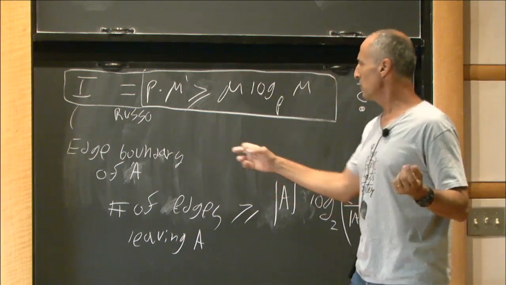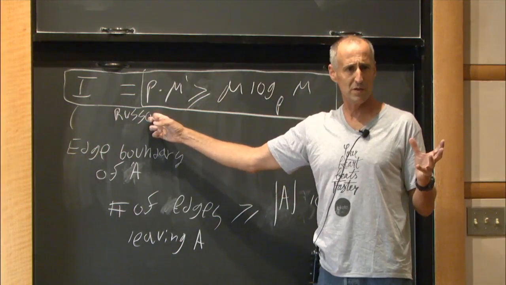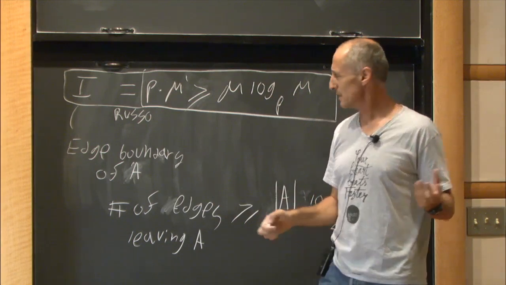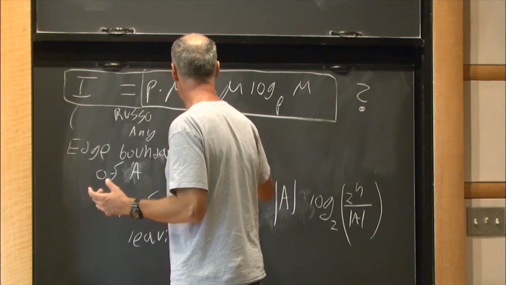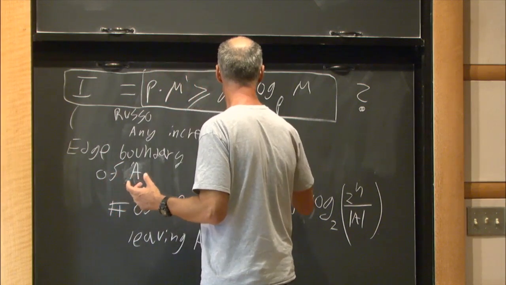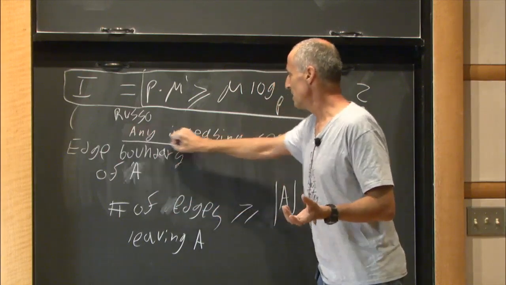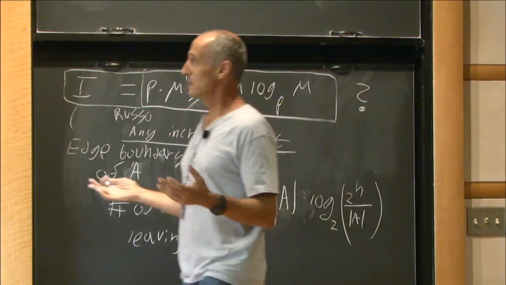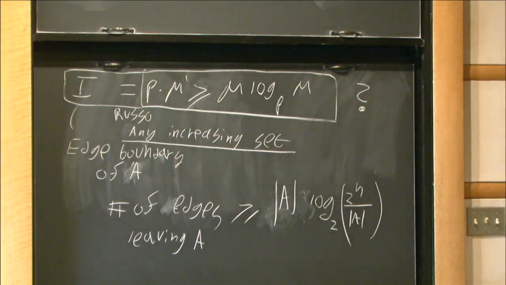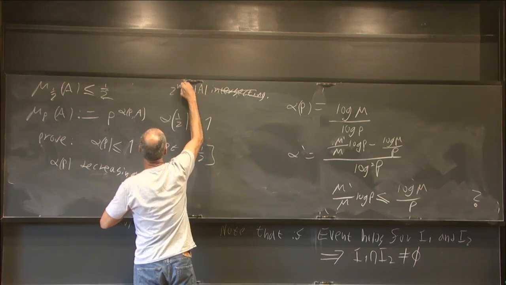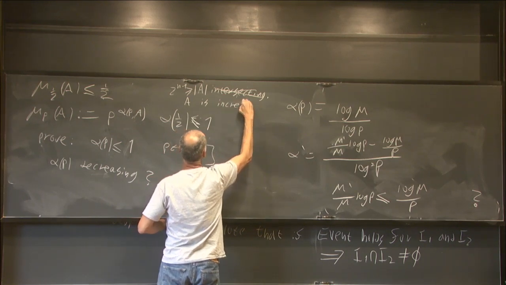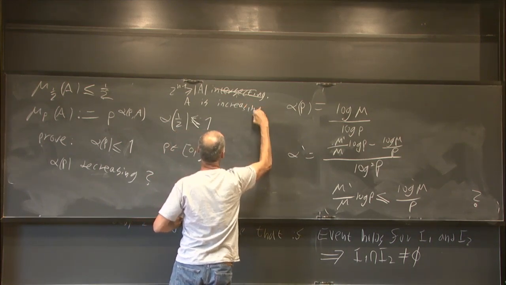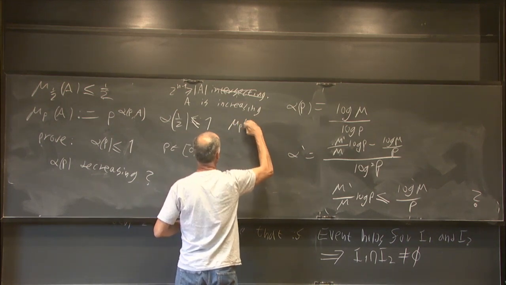There's only one thing I didn't tell you. For which functions does Russo's lemma hold? It doesn't hold for any set. It holds for any increasing set, or any increasing family. So the big surprise is, for me, the big surprise is, if the size of A is at most 2 to the n minus 1, and A is increasing, then mu p of A is at most p.